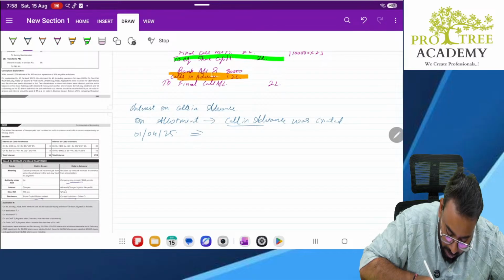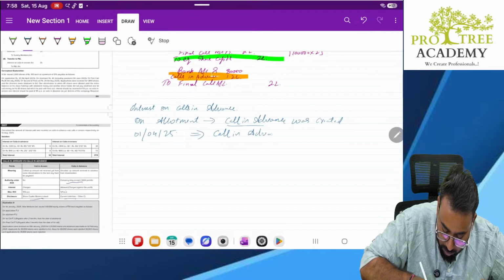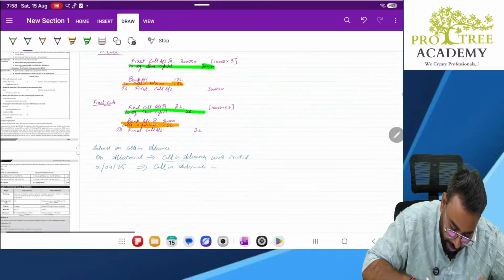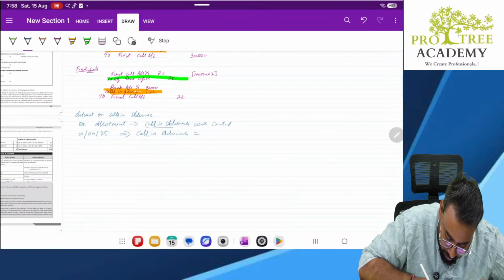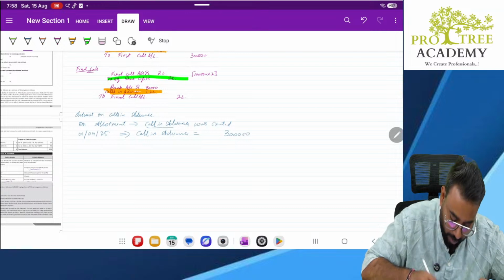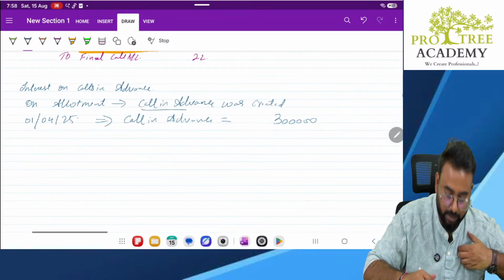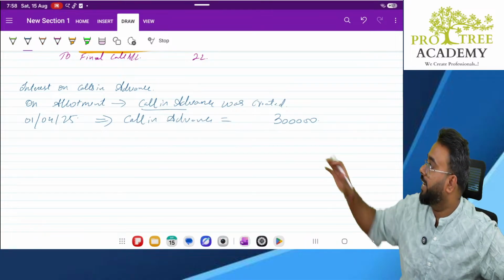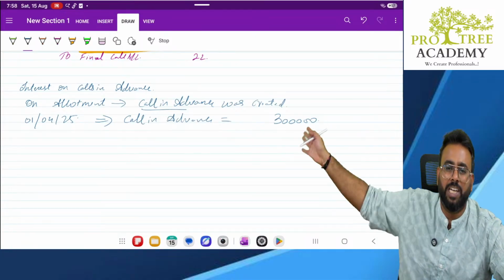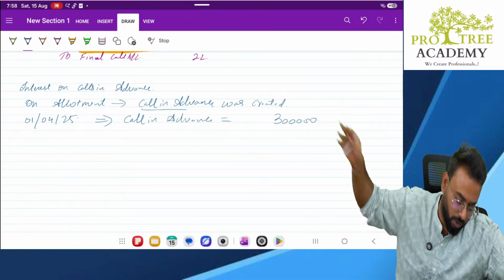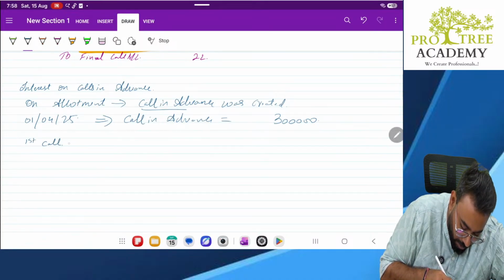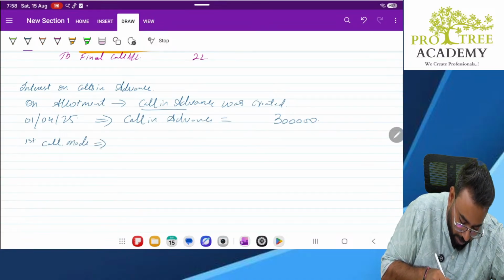What is the balance in calls in advance? What is the balance on that day? 3 lakhs. Correct? Now, next, when did this 3 lakh get used against future calls? We are going to use it against future calls. So when was the first call made?